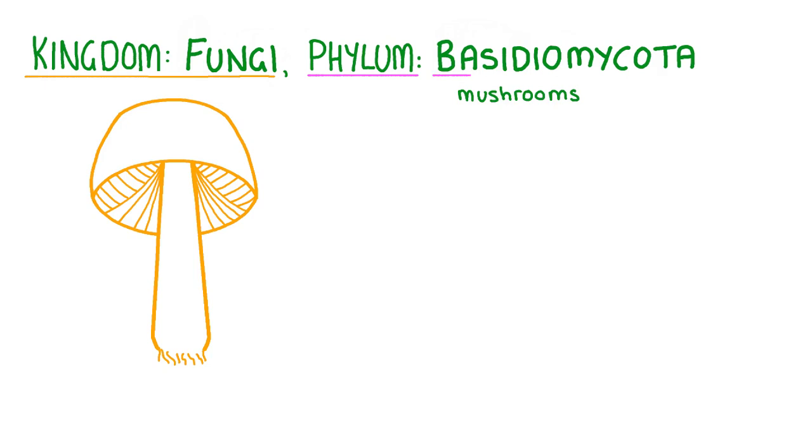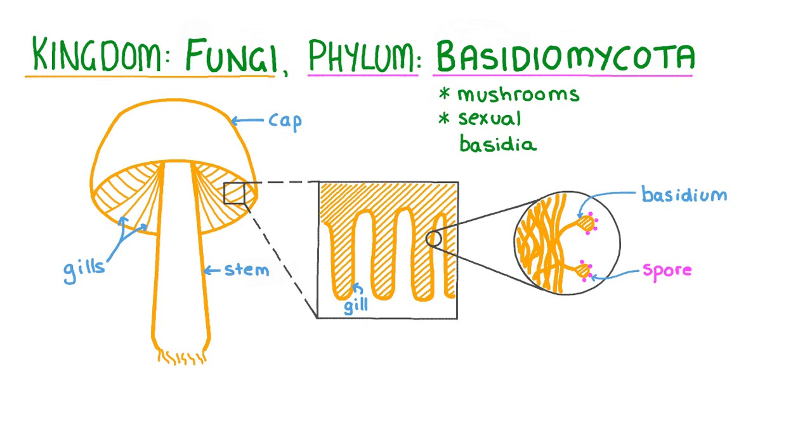The phylum Basidiomycota contains many of the species that we think of as mushrooms. Most of the species within this phylum reproduce sexually. The fruiting bodies of Basidiomycota grow special structures called basidia, which in the singular form is called a basidium. These basidia produce spores, and they are how the phylum gets its name.